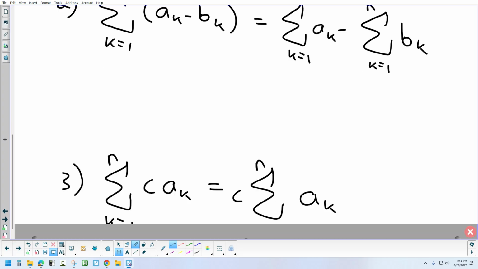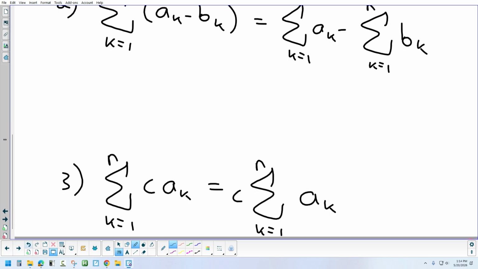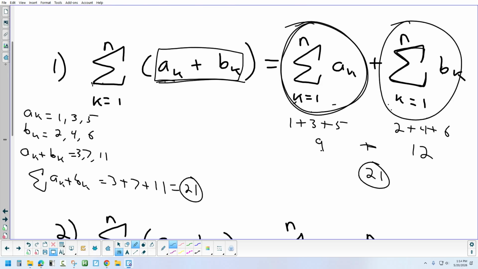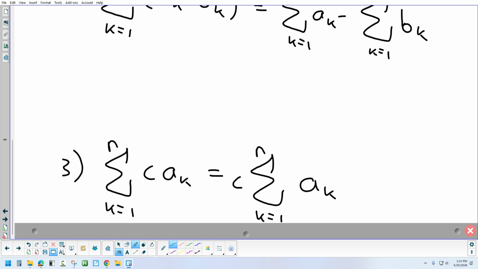Okay, and the last rule. The last rule has to do with multiplying a sequence by a constant and then adding up the results. There's two different ways you can do it. Let me show you the way on the left. So sequence A is 1, 3, 5. C stands for constant. Okay, C is just a number, it could be any number you want. I just made up 4. Okay, let's pretend C is 4.